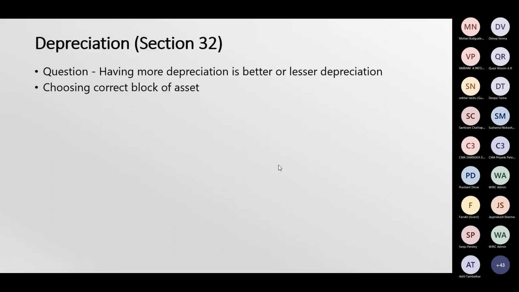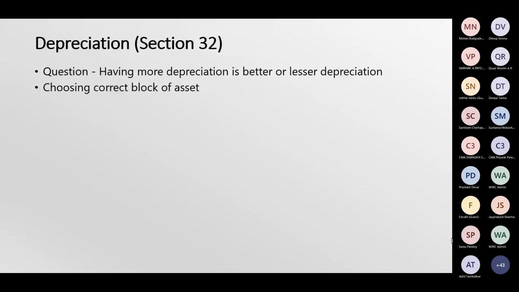Maximum case laws as far as depreciation is concerned are on this classification, that is, under which block to classify a particular asset, right? So whenever you are doing this, you should take caution, or precaution, I would say, to classify that asset into the correct block, right? Otherwise, unnecessarily, you will end up having differential tax and interest and other implications.